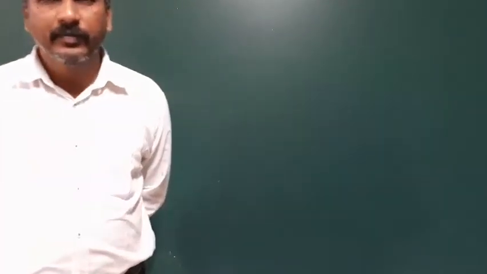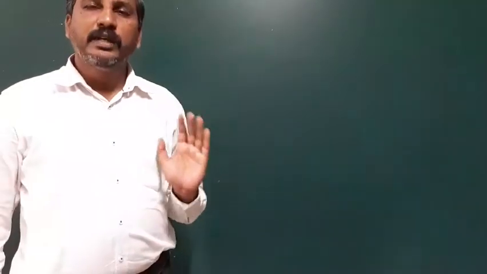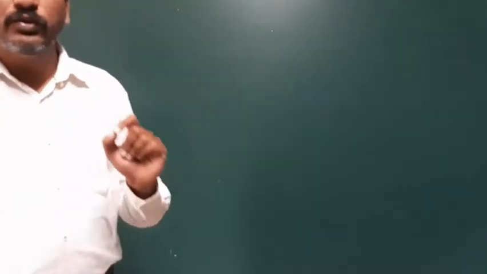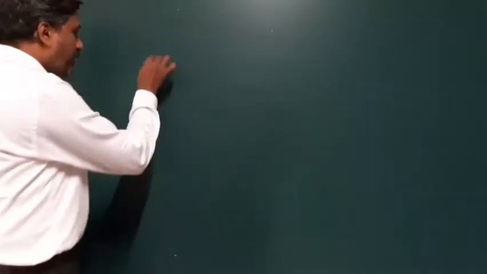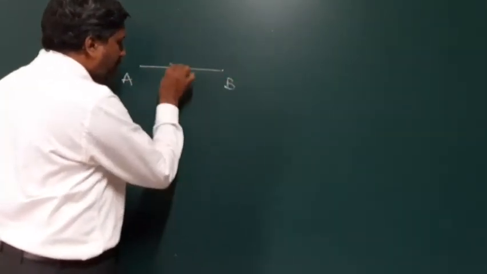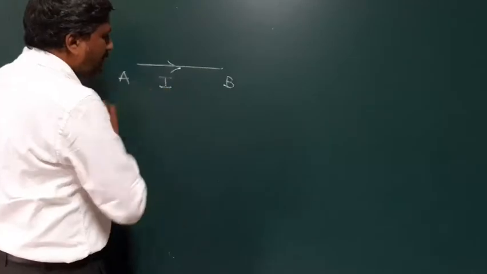The previous chapter was current electricity. In that chapter we studied that when electrons flow through a conducting material or conducting wire in unit time, we say that some quantity of current is flowing through that conductor. Suppose AB is my conductor, and an amount of current I is flowing through that conductor.